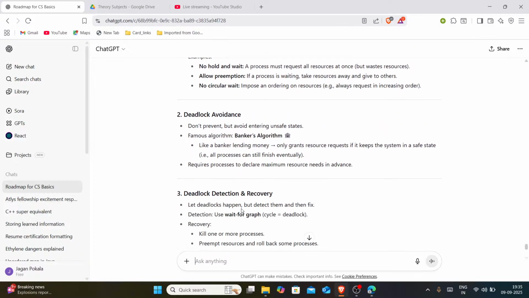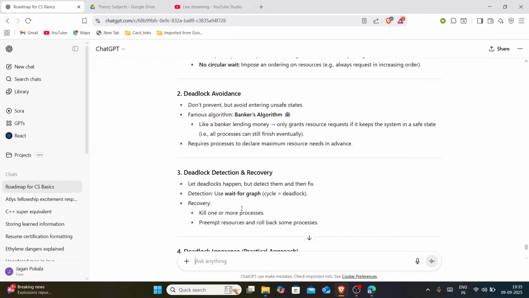Deadlock detection: let it happen, but detect and fix it. Detection uses a wait-for graph.